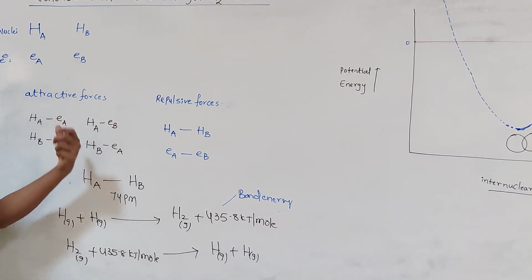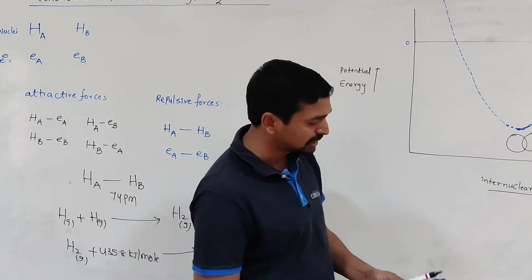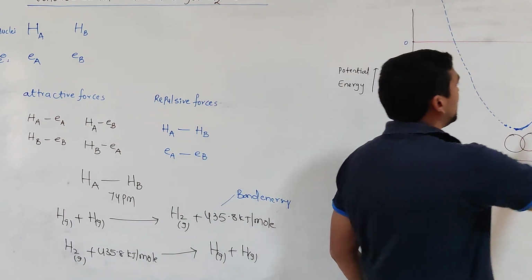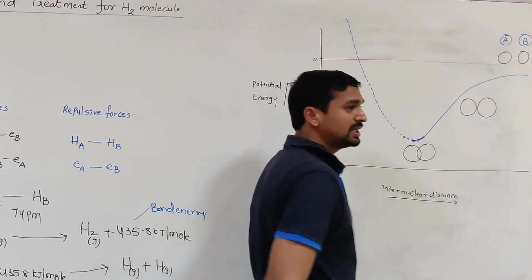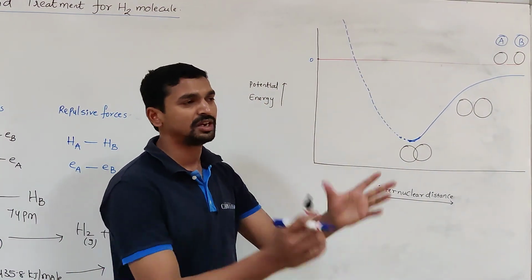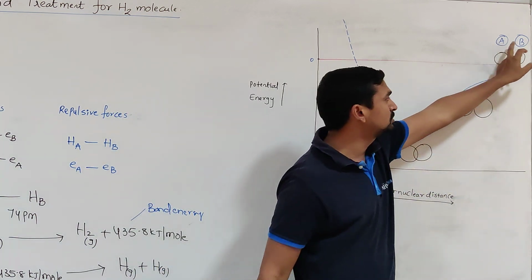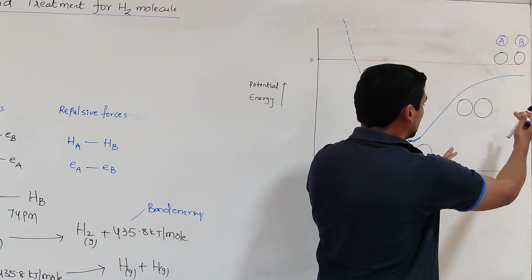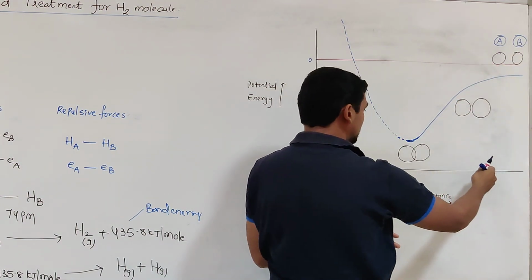So like that we can explain the formation of the hydrogen molecule. Now when we see the potential energy diagram for this hydrogen molecule, whenever the two hydrogen atoms A and B are away from each other, the potential energy of the system is assumed to be zero because there is no interaction between the two hydrogen atoms. As these two hydrogen atoms approach each other, the internuclear distance between the two atoms decreases.